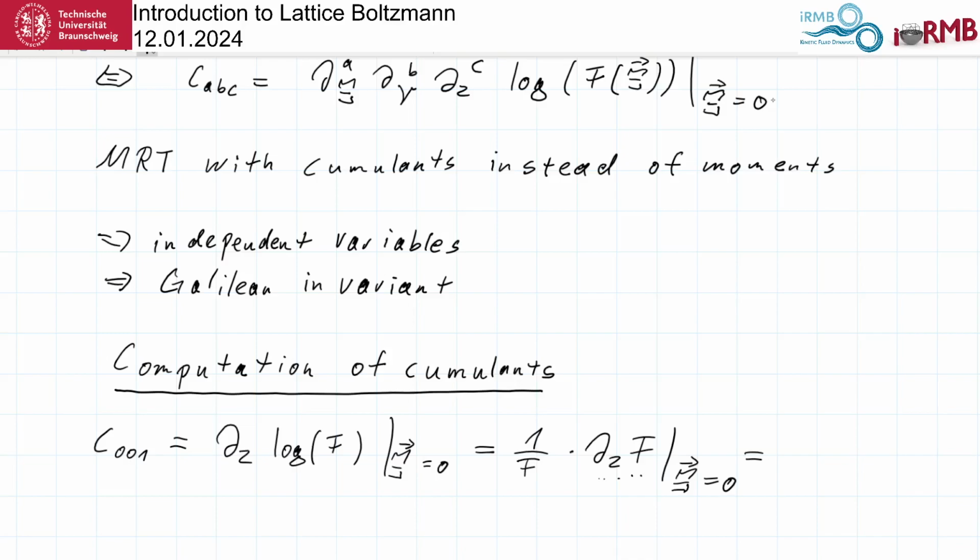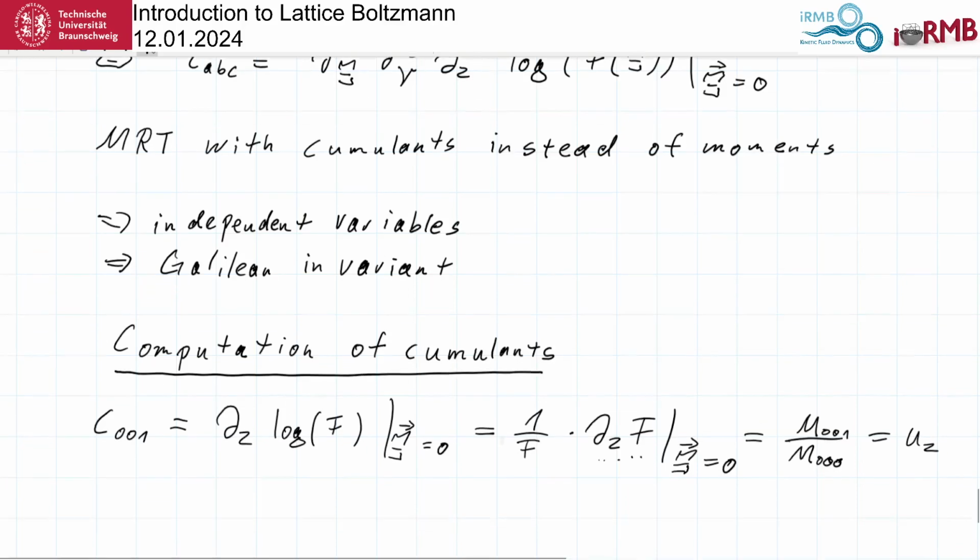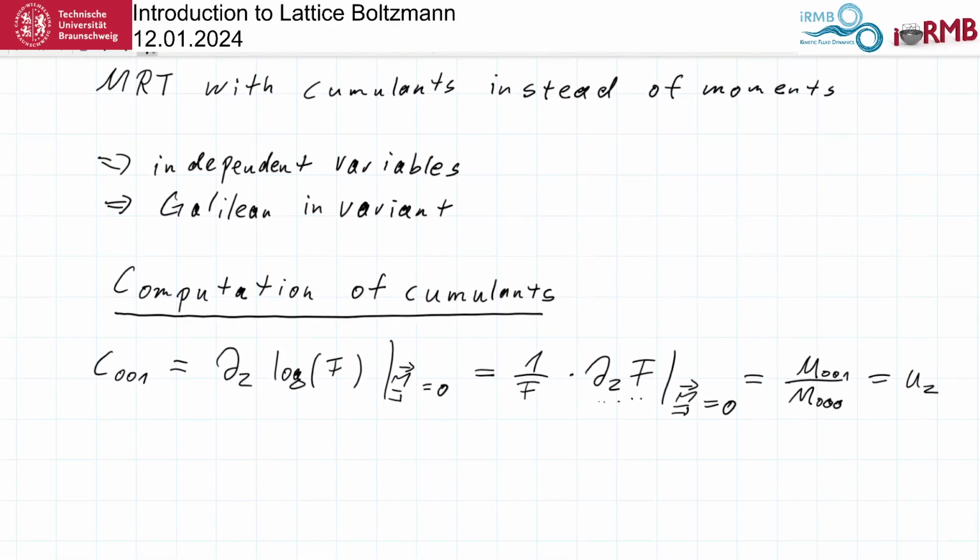Now if we evaluate this, we take the zero derivative of f, which is the zero moment. So down here we have the zero moment, m000, and on the other side we have the first order moment, m001, and this is momentum divided by density, and so it's velocity.